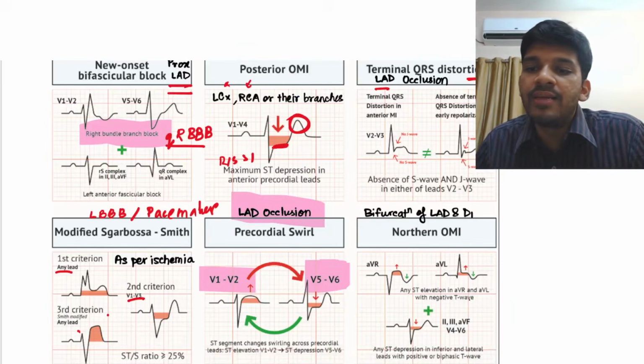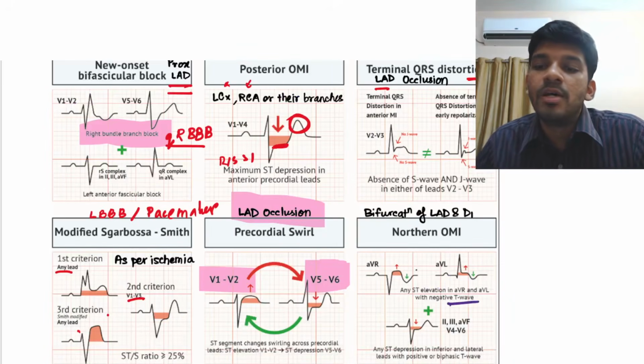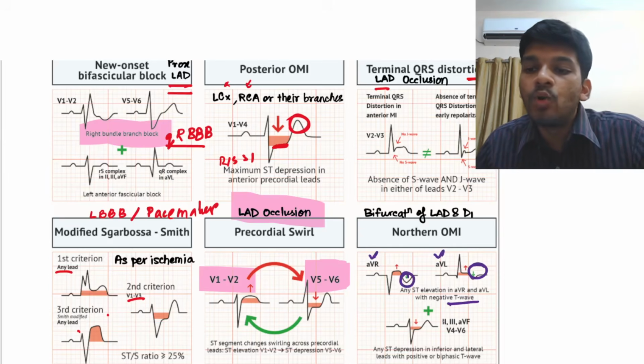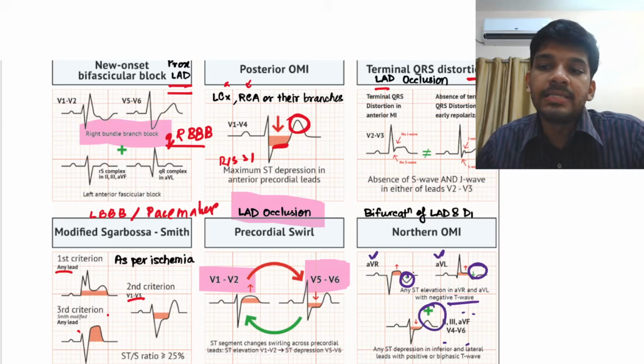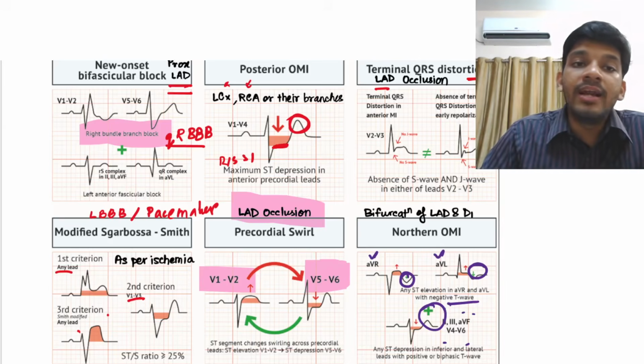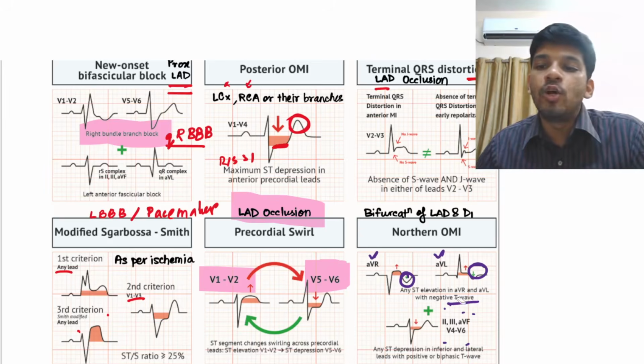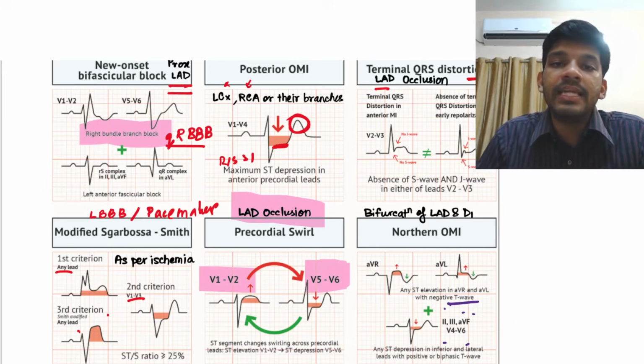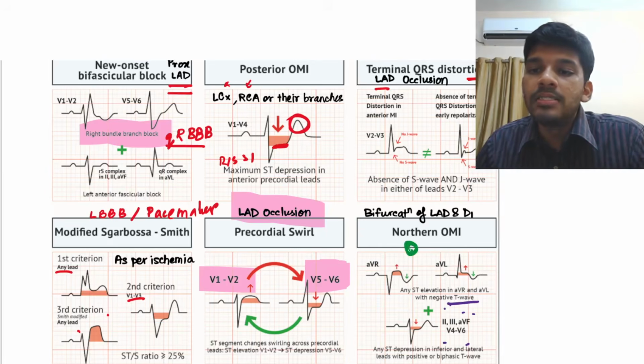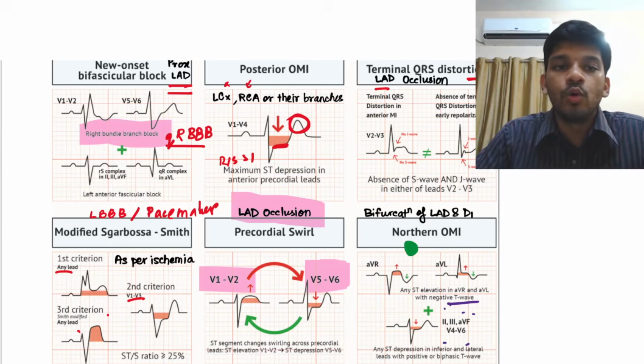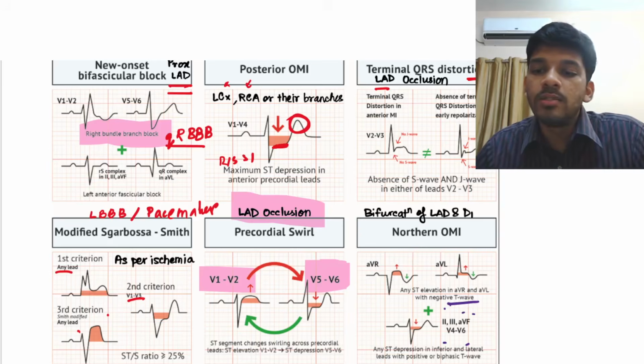So ST elevations are present in aVR and aVL with negative T waves. Along with that, leads 2, 3, aVF, V4 to V6 have ST depressions, or the inferior leads have a positive or biphasic T wave. This is called a northern OMI. And where does it localize? Usually you will have an occlusion at the bifurcation of the left anterior descending and the D1, somewhere in the mid or distal LAD. That is where you will have the occlusion. Okay, so this is the northern OMI pattern.